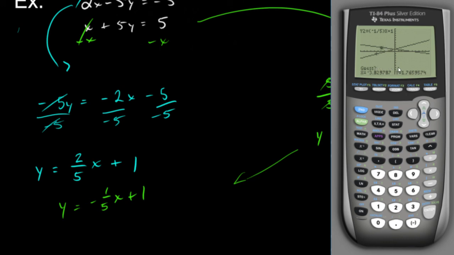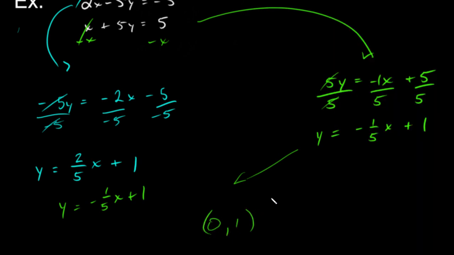And then the guess is not really relevant. The guess is to help the calculator pinpoint which intersection you're looking for, because it's possible that there's more than one. But in this case, there's just this one intersection. So it doesn't matter where you guess, so long as you just press enter again. So the calculator says intersection, x equals 0, y equals 1. So your answer is (0, 1). Okay, so there you have it. There's your solution.